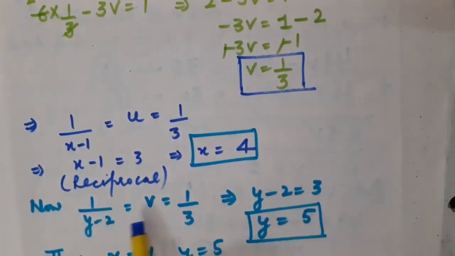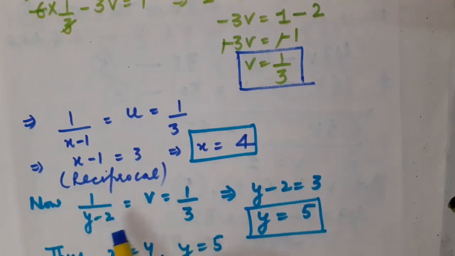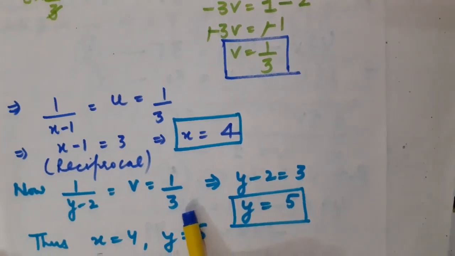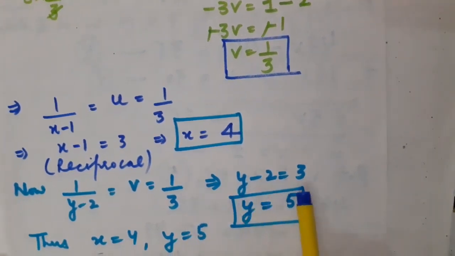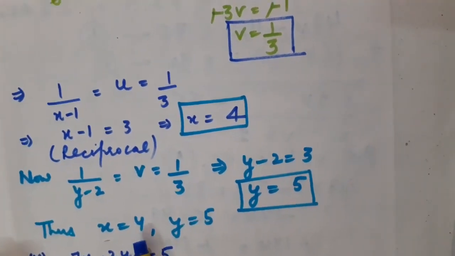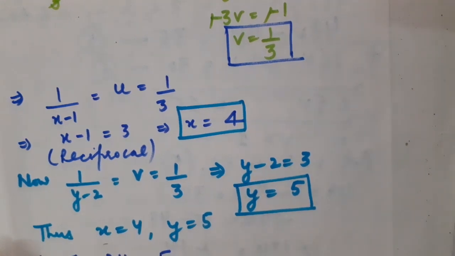Similarly, v was assumed as 1 upon y minus 2. So 1 upon y minus 2 is equal to v is equal to 1 upon 3. After taking reciprocal, you will get y minus 2 is equal to 3, means y is equal to 5. So thus, what values have I got, children? X is equal to 4 and y is equal to 5.